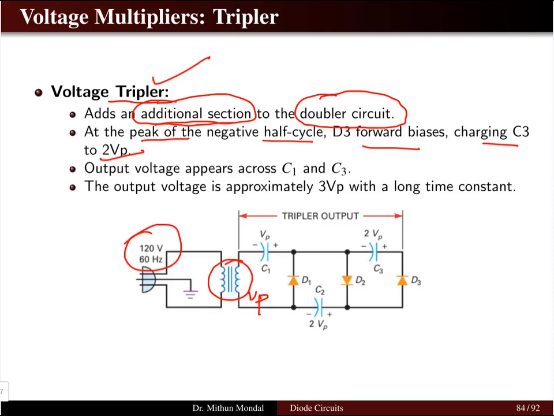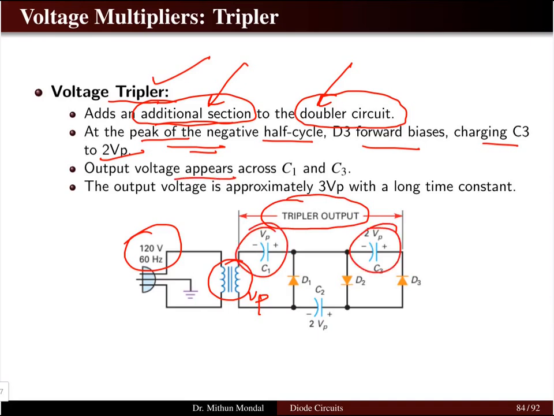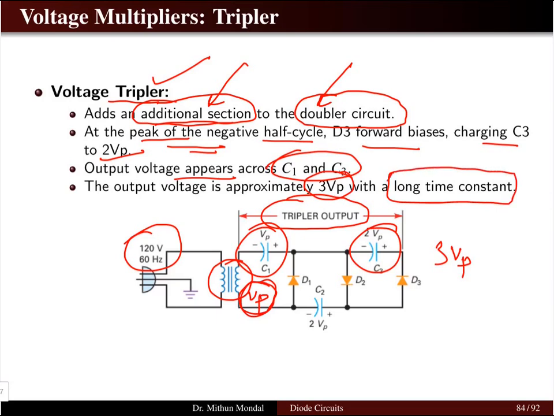We have the voltage doubler variation, and what we are adding is one more additional section to the doubler circuit. Then comes the peak of the negative half cycle. Now remember, this is a half wave rectified circuit in the form of a tripler. The tripler output we are getting across C1 and C3, so that is the voltage we measure across C1 and C3. This output voltage will be approximately 3 times the peak voltage appearing across the secondary of the transformer, and it will have a long time constant.